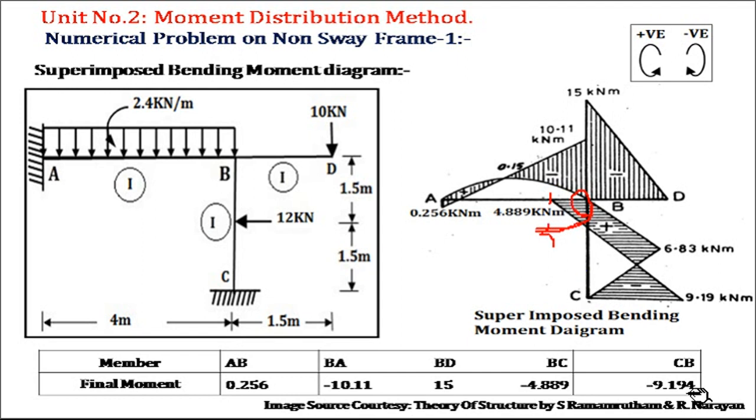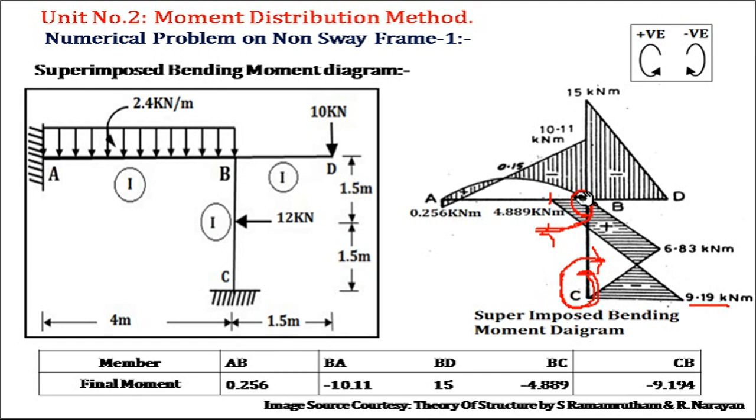Next, the moment in member CB is minus 9.194. That means you have to rotate the joint C in clockwise direction. I am rotating the joint C in clockwise direction, and it should cut the member CB once. So here we get the value 9.19. Join these two points by a straight line. So this is the fixed bending moment.